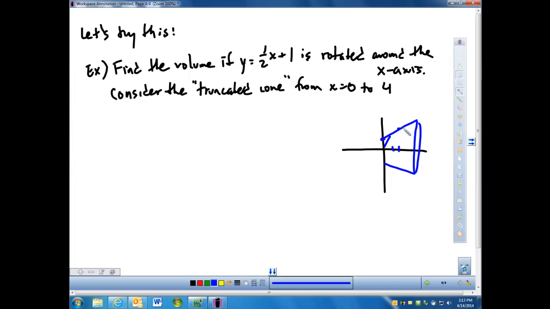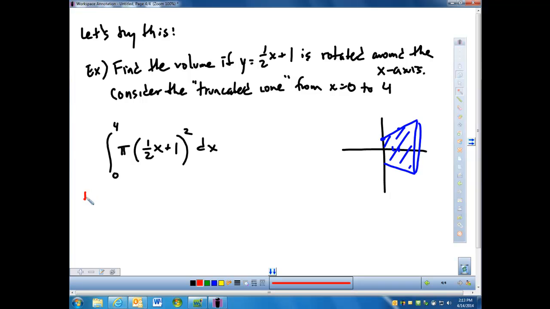That's the truncated cone that we're going to find the volume of. So I'm going to go from 4 to 0, and it's going to be pi times, remember, it's my y function I'm plugging in, so 1/2 x plus 1 squared dx. Again, I'm going to make sure everything is in terms of x in this problem, because I'm spinning it around the x-axis. Just remember that, around the x-axis.